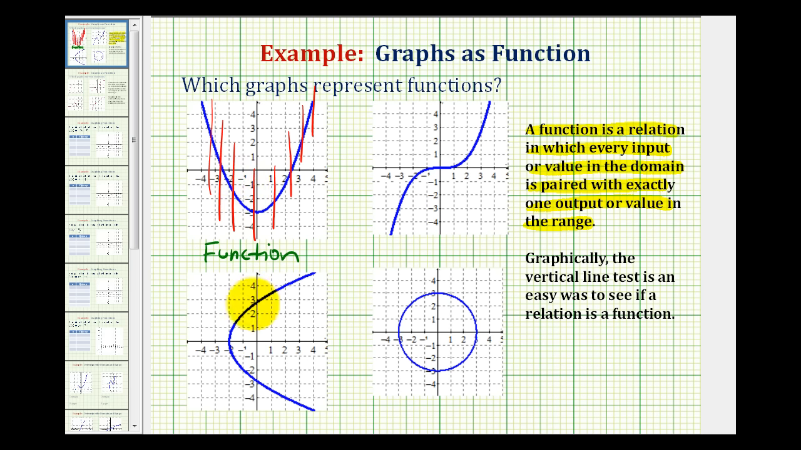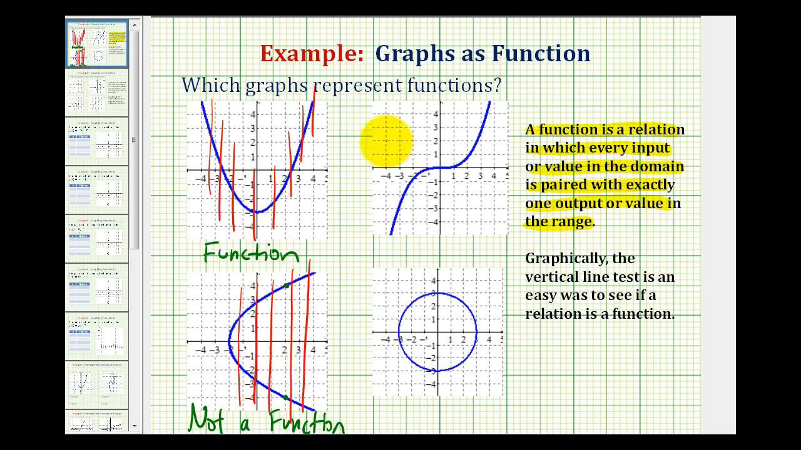If we look at this graph below, notice how vertical lines do intersect this graph in more than one point. Therefore, this graph fails the vertical line test and is not a function. And again, the reason for this is that, for example, if we take a look at the x value of 2, there are two corresponding y values. We have a y value of positive 4 here, and we have a y value of negative 4 here. Therefore, every x value does not have exactly one y value, and therefore it's not a function.